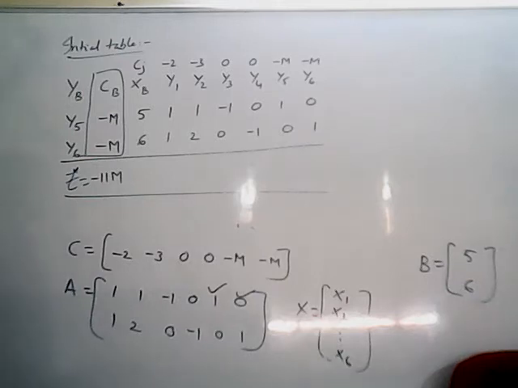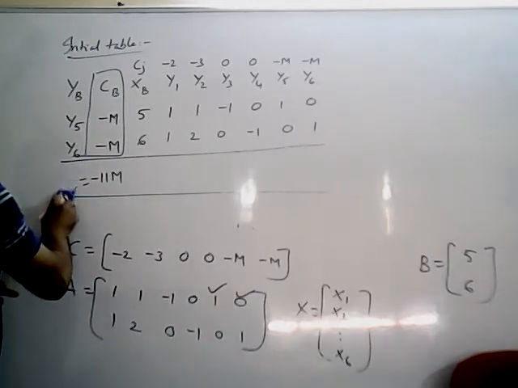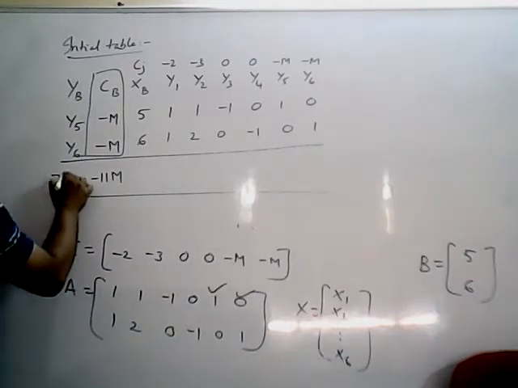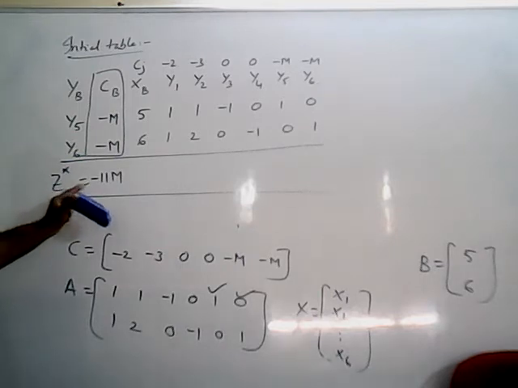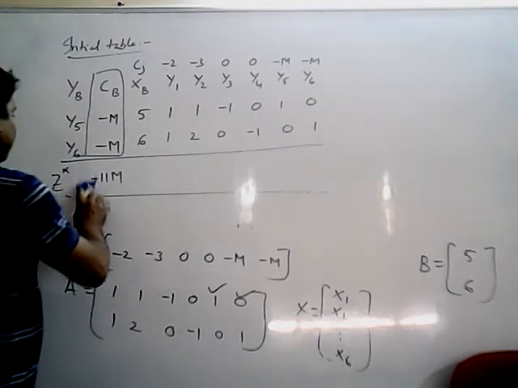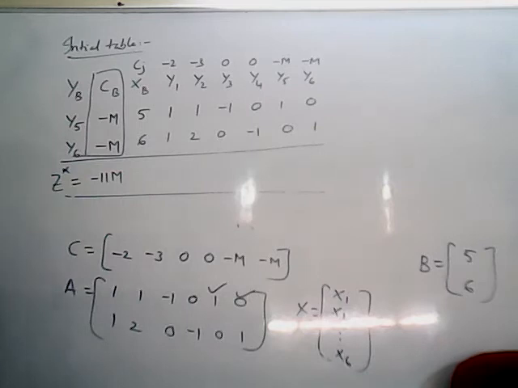Now Z star you will get, because you got maximum Z star now. Maximum Z star means you won't get Z; in the end you will change it in terms of Z. Because minimization was given, you have converted to maximum Z star. So the Z star value we get: Z star equals minus 11M.